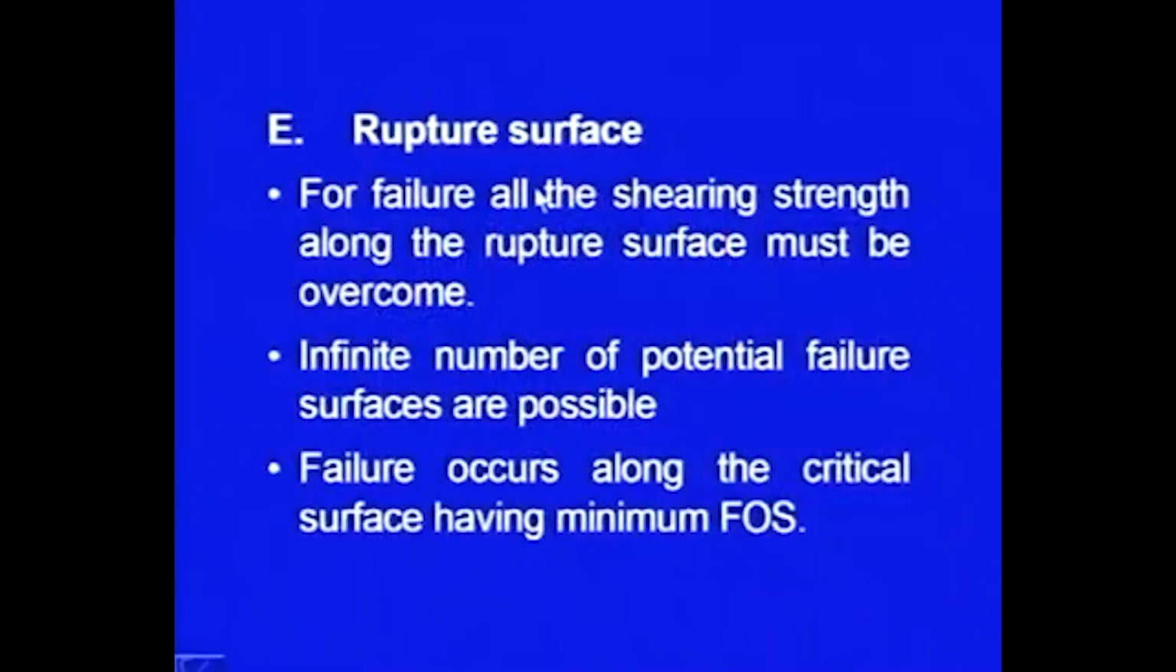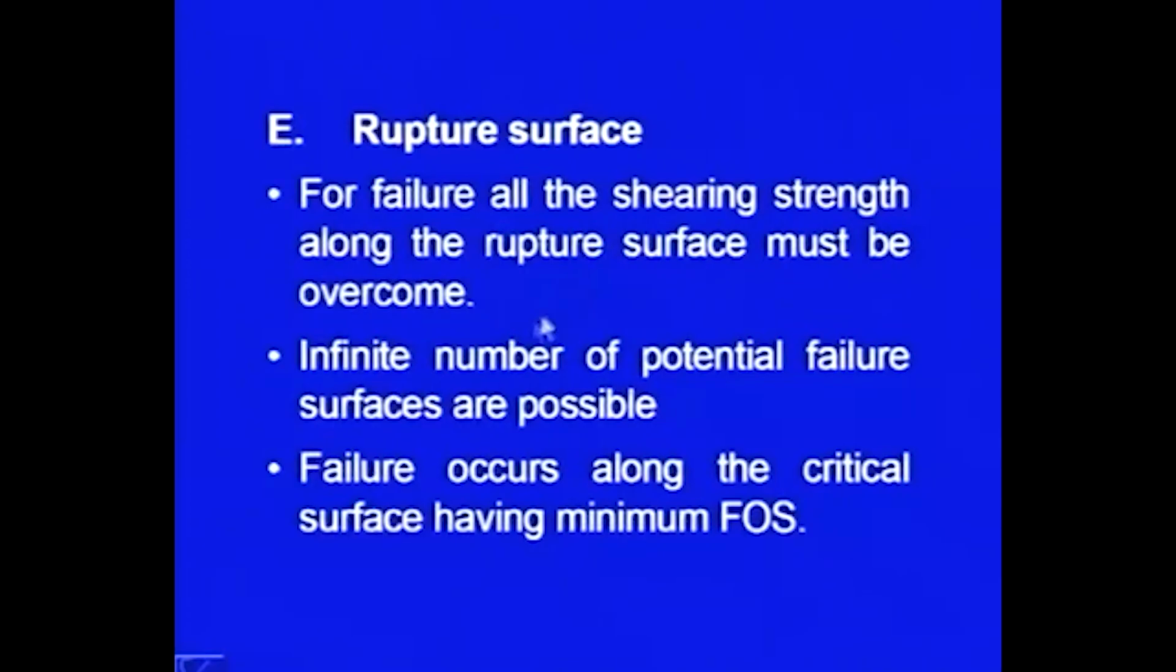Let us now discuss the next consideration, the rupture surface. As I told that in the limit equilibrium analysis, we assume a failure plane, potential failure plane, and on that failure plane, for failure all the shearing strength along the rupture surface must be overcome. So, this is the assumption that along that failure plane the shearing strength should be exceeded. If it is exceeded, then and only then the failure will be taking place.